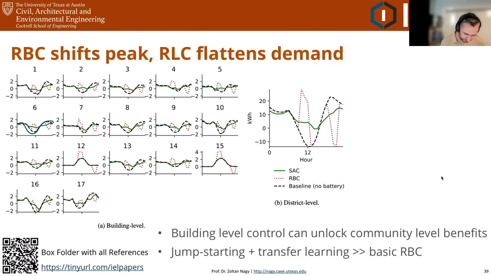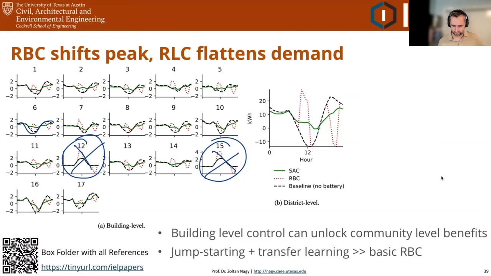You also see buildings 12 and 15. There is something fishy with their data, so you can really just discard it. Something was off because the demand profile matched exactly the generation. It was maybe something wired wrongly. Anyway, basically you can discard those.